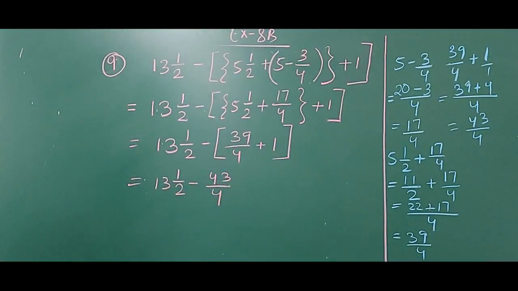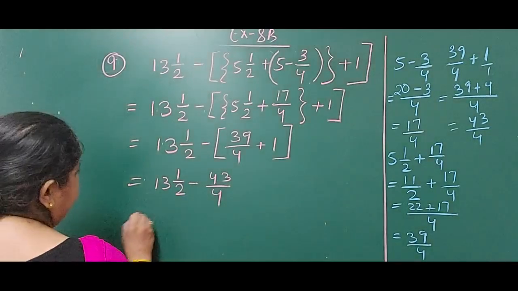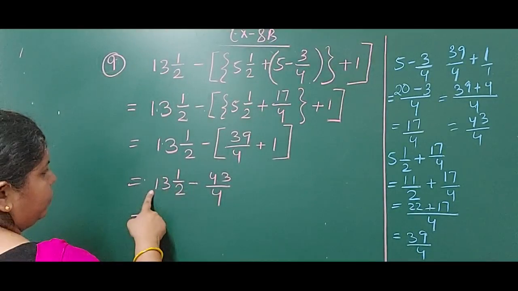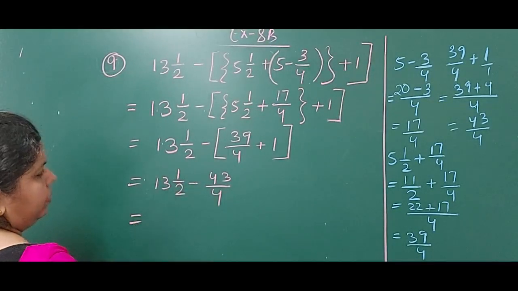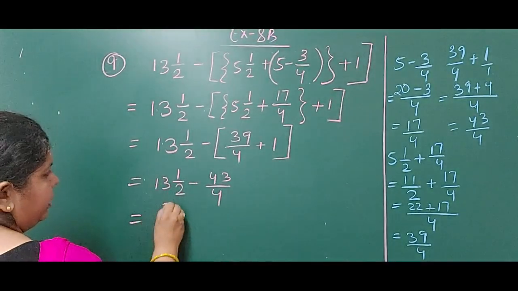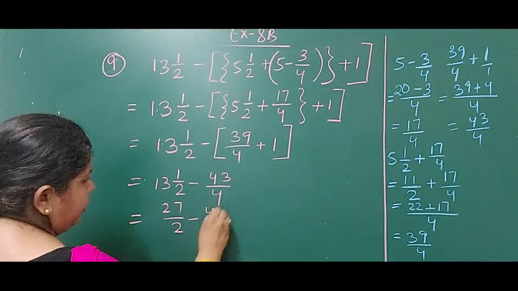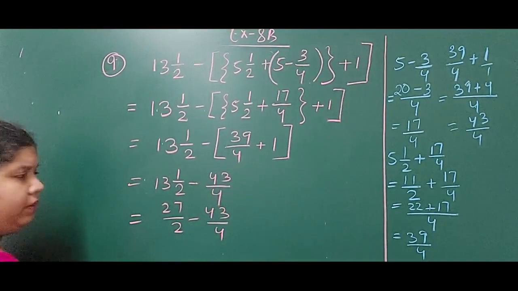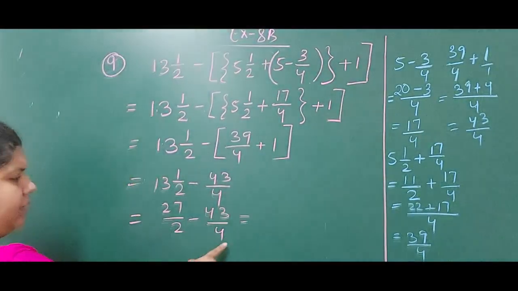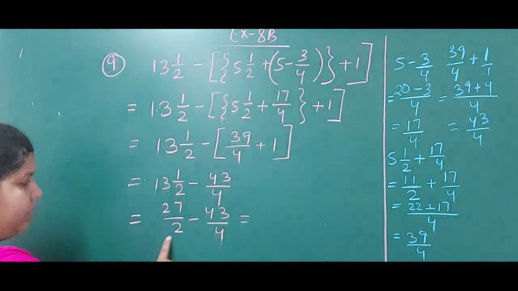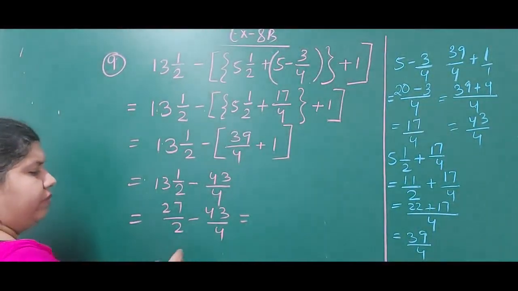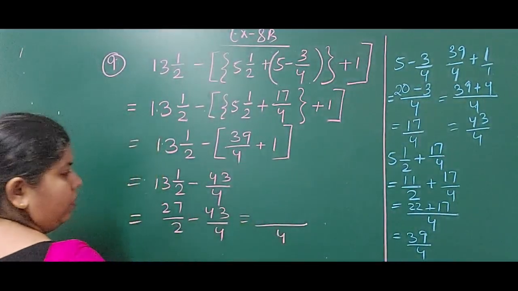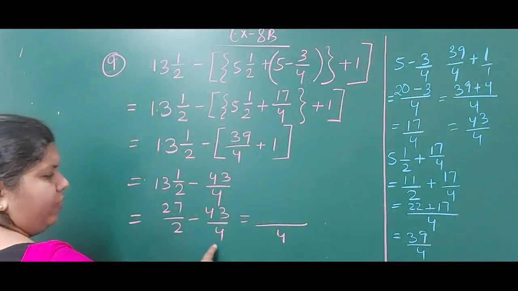I hope this is clear to everyone. Now what can we do? We can convert this into an improper fraction. 13 times 2 is 26. 26 plus 1, 27 by 2 minus 43 by 4. Okay. On solving this, we will take the common multiple of 2 and 4. The LCM of 2 and 4 is 4. Okay, the common denominator becomes 4 because the LCM of 2 and 4 is 4.